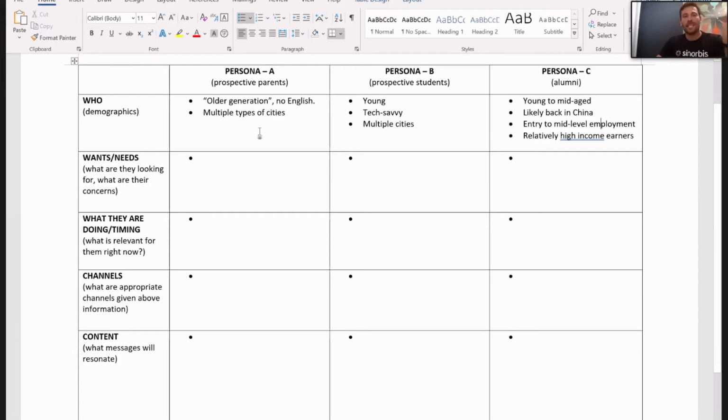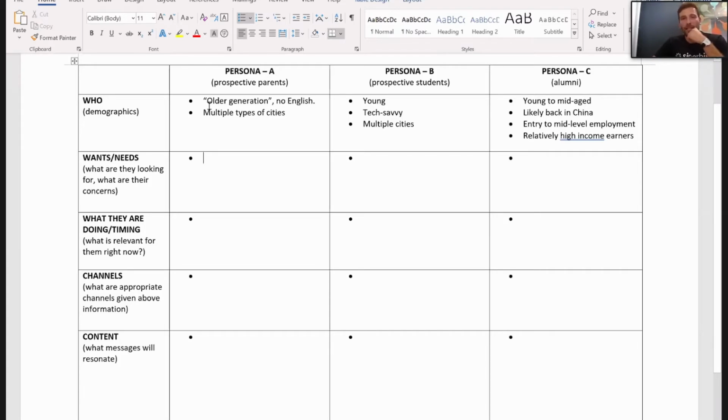So you can see here, we've got 3 very different personas. And as you would in any case, marketing to any group, to see personas this different, why would you market them all with the same message? Of course you wouldn't. So that's what we're going to unpack here today. So what are their wants and needs?